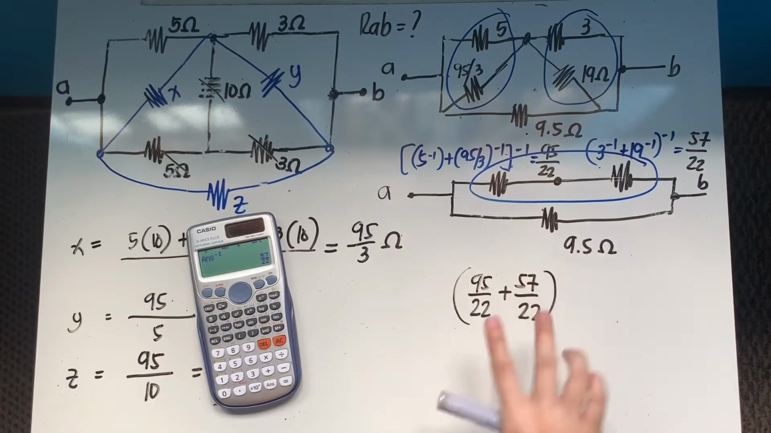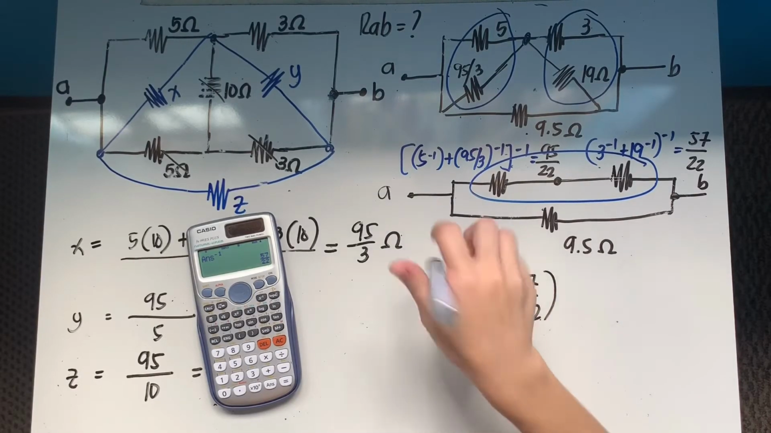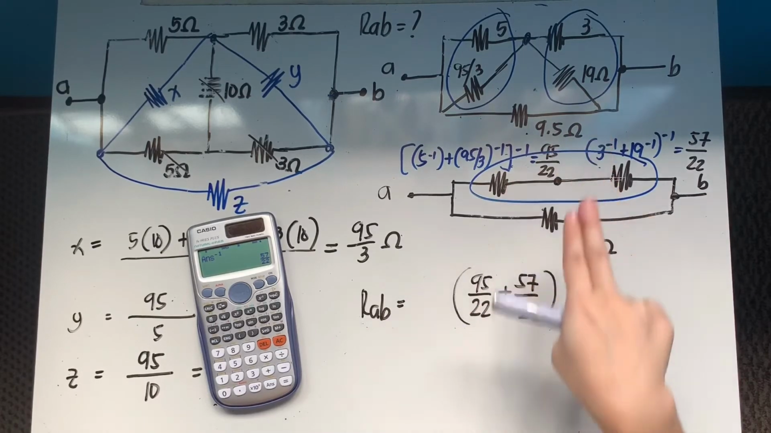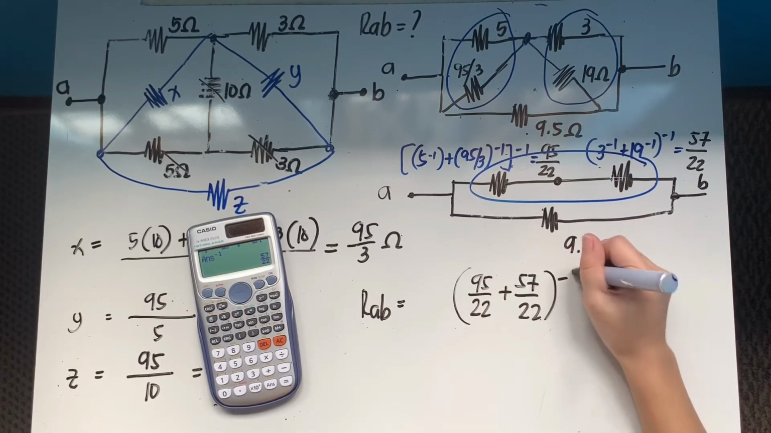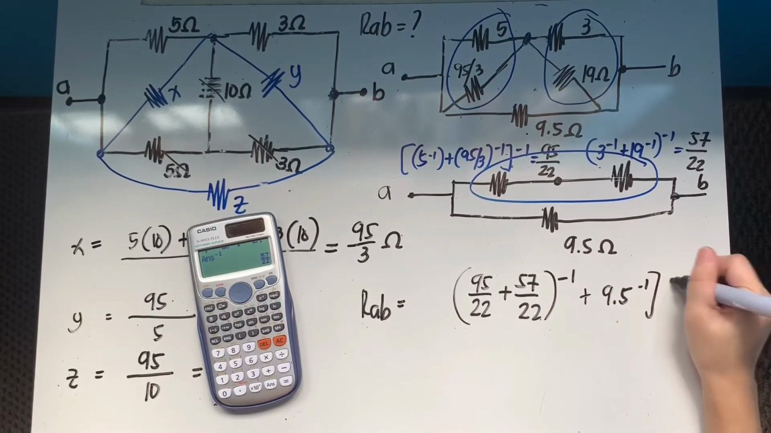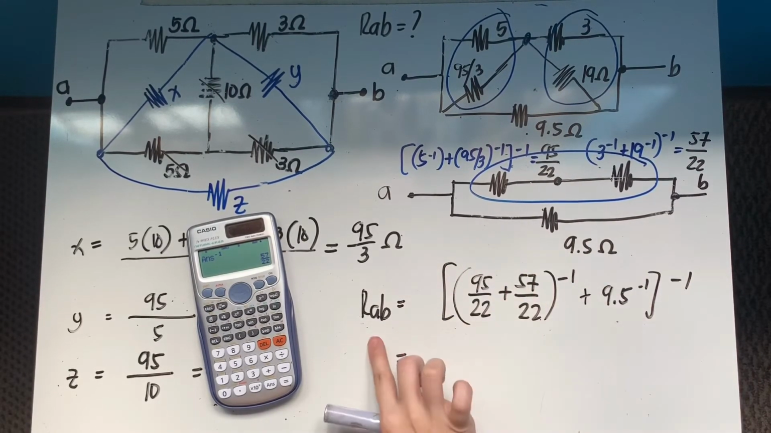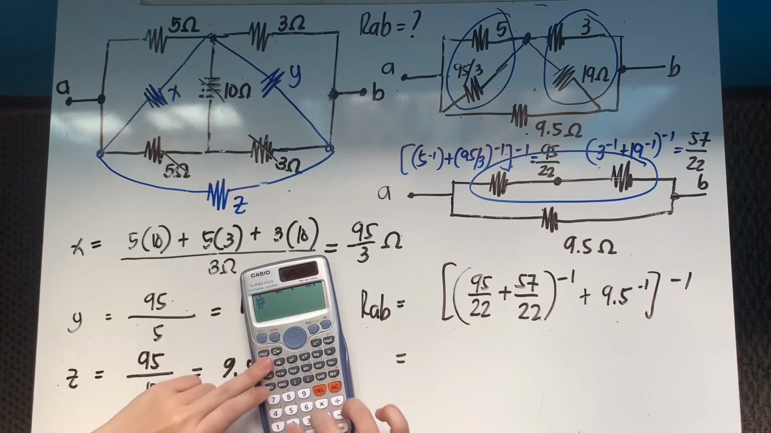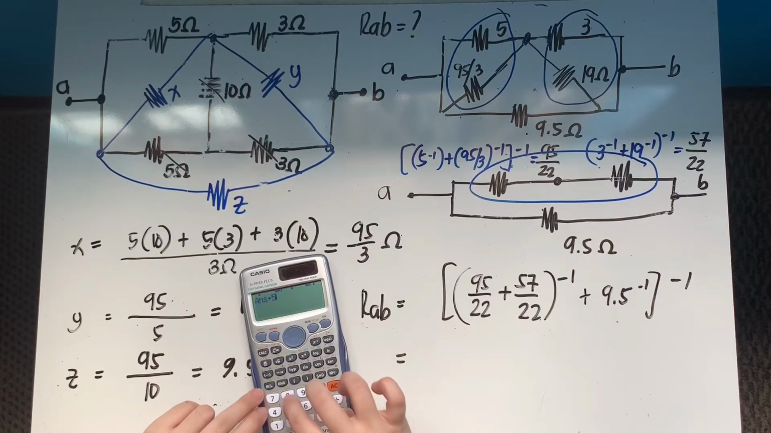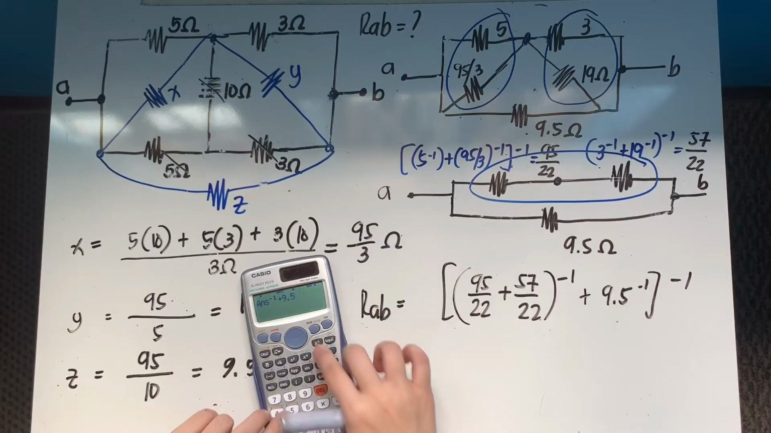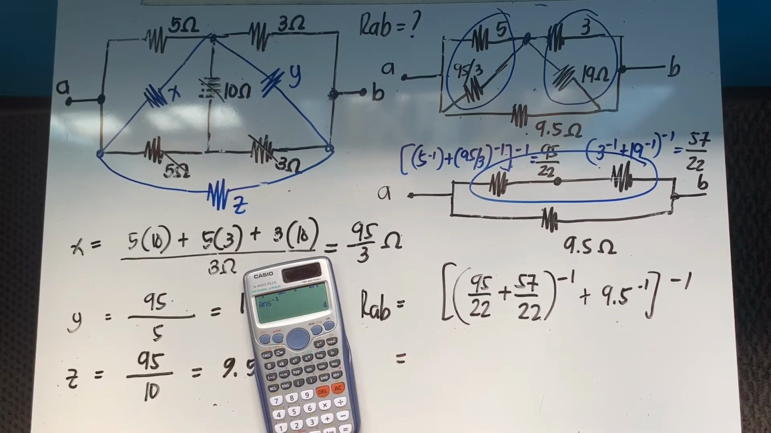Ngayon, itong series combination na to get our AB, this series combination is now parallel to 9.5. So, we're going to take the inverse of the upper branch plus 9.5 inverse, the whole quantity inverse, that would give us our AB. So, inverse natin to. So, we have 95 over 22 plus 57 over 22, inverse of that plus 9.5 inverse, the whole quantity inverse. We get 4 ohms.